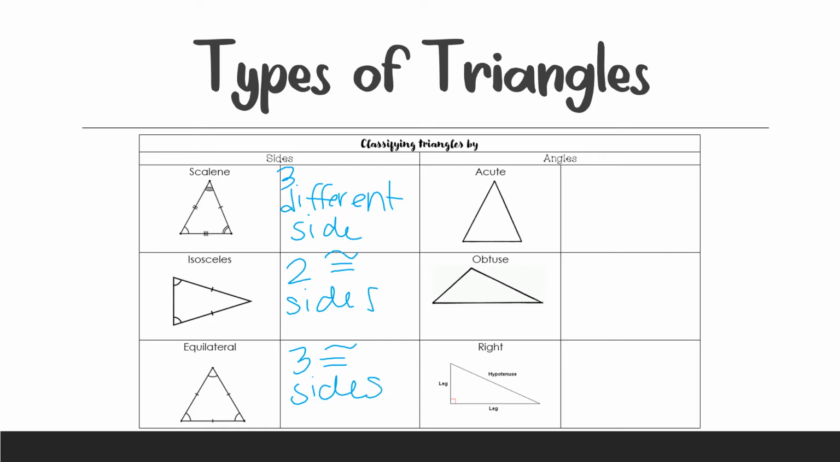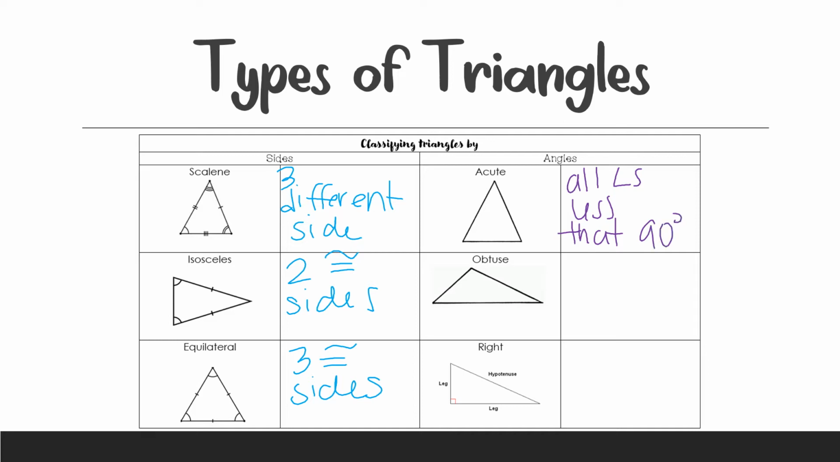If you're looking at the angles, if all angles are acute, which means all angles measure less than 90 degrees, the triangle is classified as acute. So all angles less than 90 degrees.